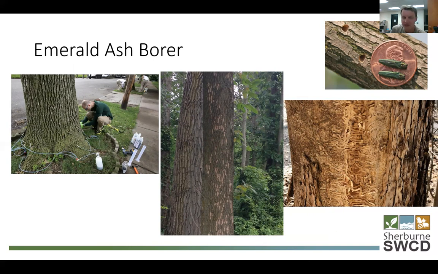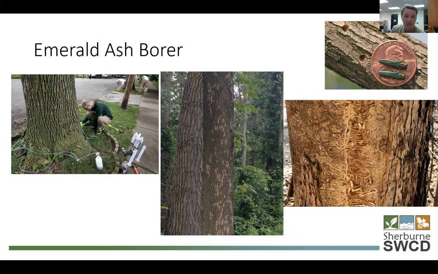And what happens is they feed on all of the living tissue of the tree so that the tree is no longer able to send water up to the leaves and then nutrients down from the leaves to the roots. So once your EAB infestation has started, you can't bring anything back that's currently dead, because all of the living tissue is dead in that part of the tree.